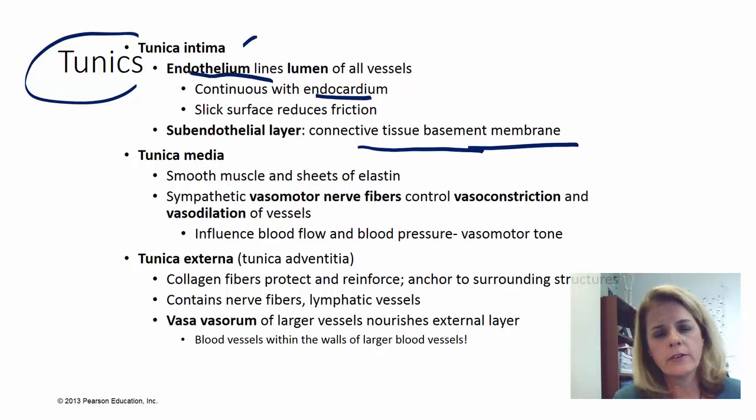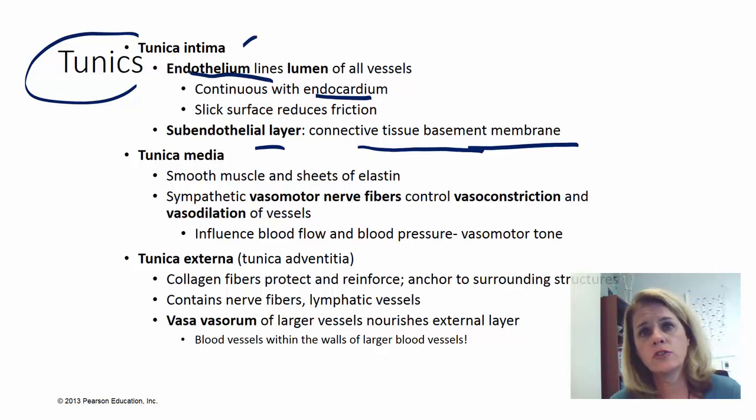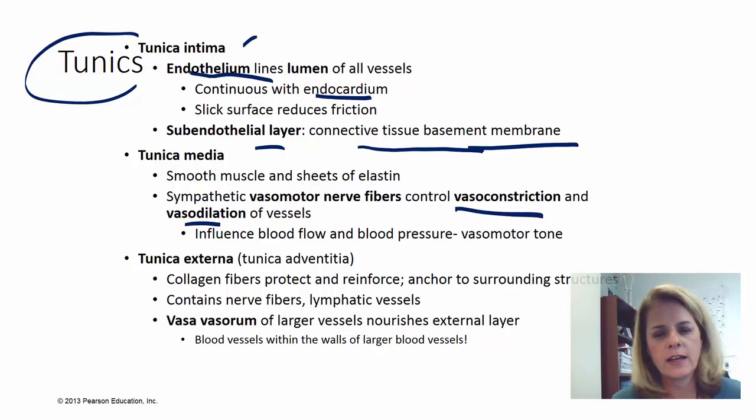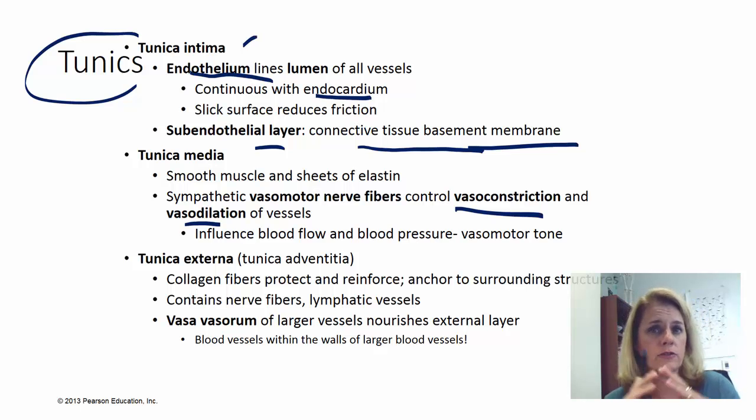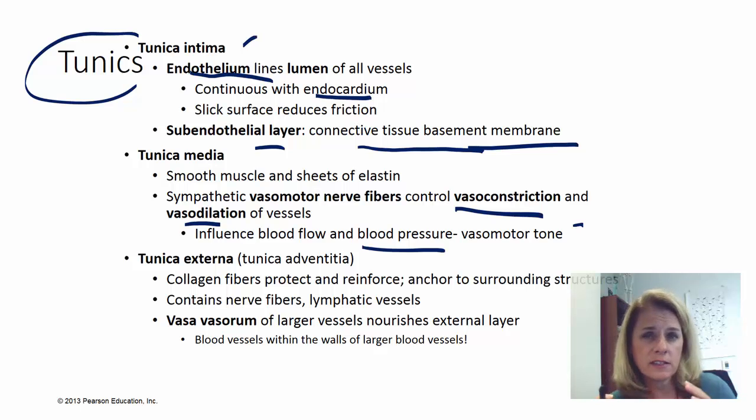The middle layer is the tunica media, and that's where your smooth muscle is, okay? And this is where you've got fibers that allow for vasoconstriction and vasodilation. So you've got the nerve fibers that come out that allow vessels to vasodilate, which is become bigger, or vasoconstrict, which is to become smaller. And we use these to change what's called vasomotor tone so that we can regulate blood pressure. So the more constricted it is, the higher the pressure, the more relaxed it is, the lower the pressure.